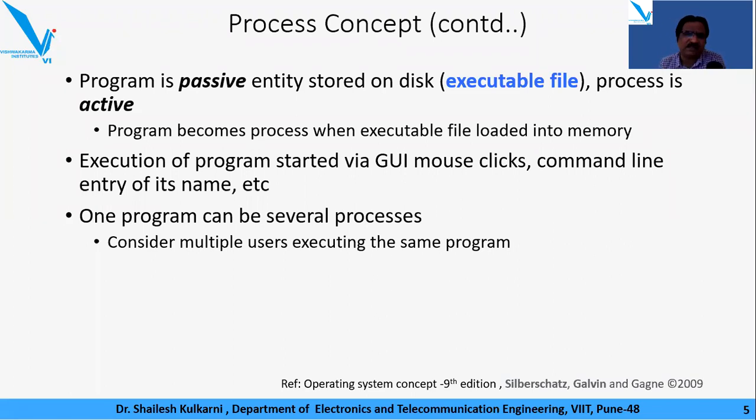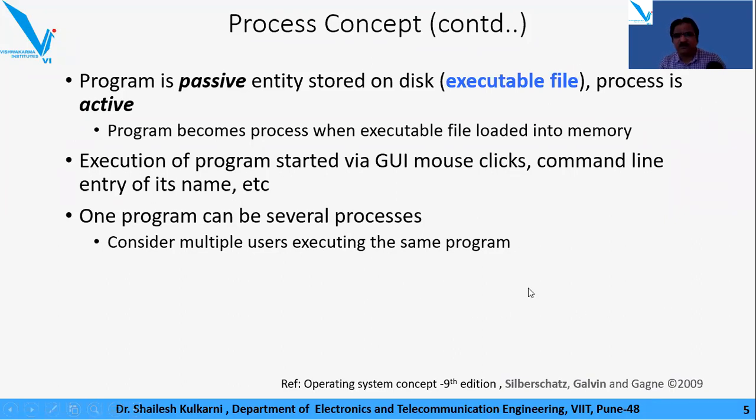And that is what we saw last time also, that a program is a passive entity on the stored disk, while a process is an active one. Getting my point? So this is what we need to understand at this particular point. A program becomes a process when an executable file is loaded into the memory. It's as simple as this. Then we understood that execution of a program started via GUI, mouse click, or command line entry of its name, etc. is referred to as different processes, right?